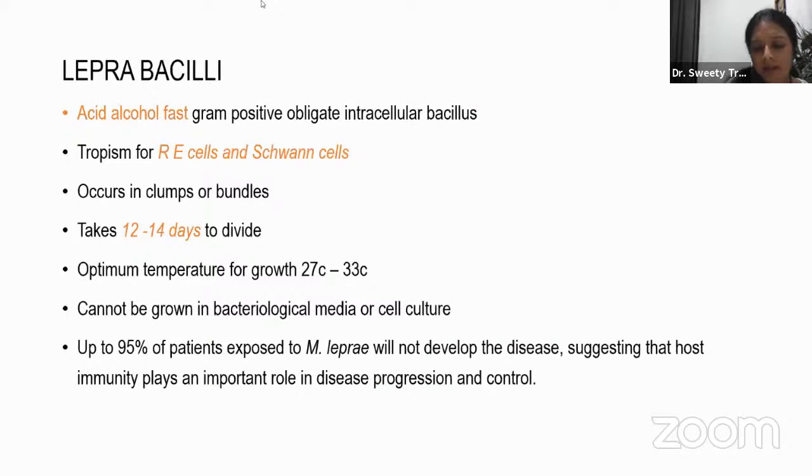Briefly about lepra bacilli, I won't give much time to this and pathophysiology, because more important are the neuropathy, the presentations, and the newer diagnostic methods that we have at our disposal. So lepra bacilli, as we all know, is an acid-fast, alcohol-fast, gram-positive obligate intracellular bacillus. That's why it cannot be grown in culture media. It requires the nine-banded armadillo or another animal model to be grown. It has typical tropism for reticuloendothelial and Schwann cells.